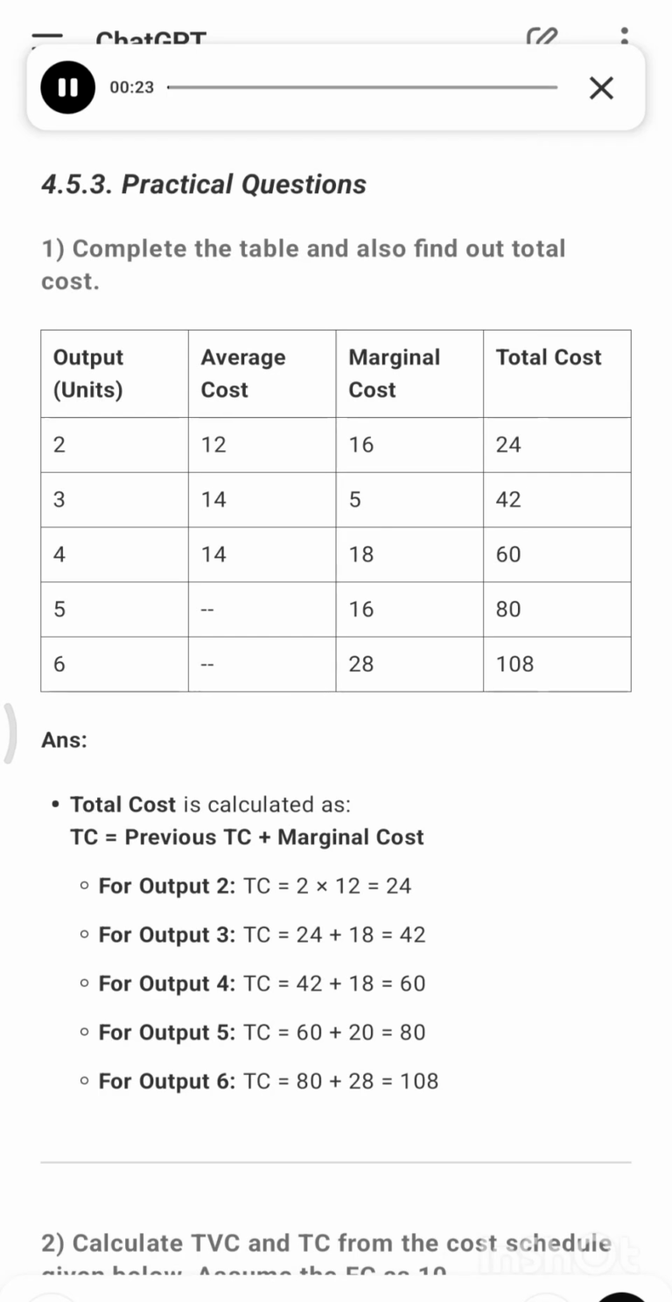Total cost is calculated as TC equals previous TC plus marginal cost. For output 2, TC equals 12 plus 12, 24. For output 3, TC equals 24 plus 18, 42. For output 4, TC equals 42 plus 18 equals 60. For output 5, TC equals 60 plus 20 equals 80. For output 6, TC equals 80 plus 28 equals 108.